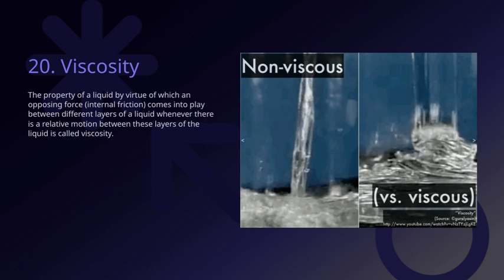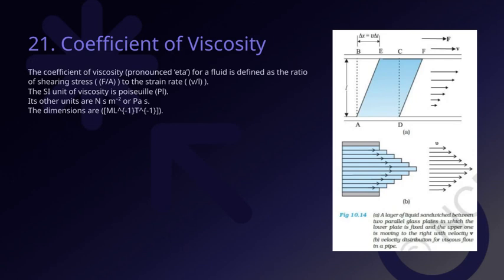This concept is crucial because it influences how liquids behave in various situations, from everyday activities like pouring syrup to industrial processes. Understanding viscosity helps us grasp why some liquids flow smoothly and quickly, while others are thick and sluggish. It's a fundamental property that ties into the overall behavior and characteristics of liquids we observe and utilize in real life. Let's talk about the coefficient of viscosity, which is pronounced eta.